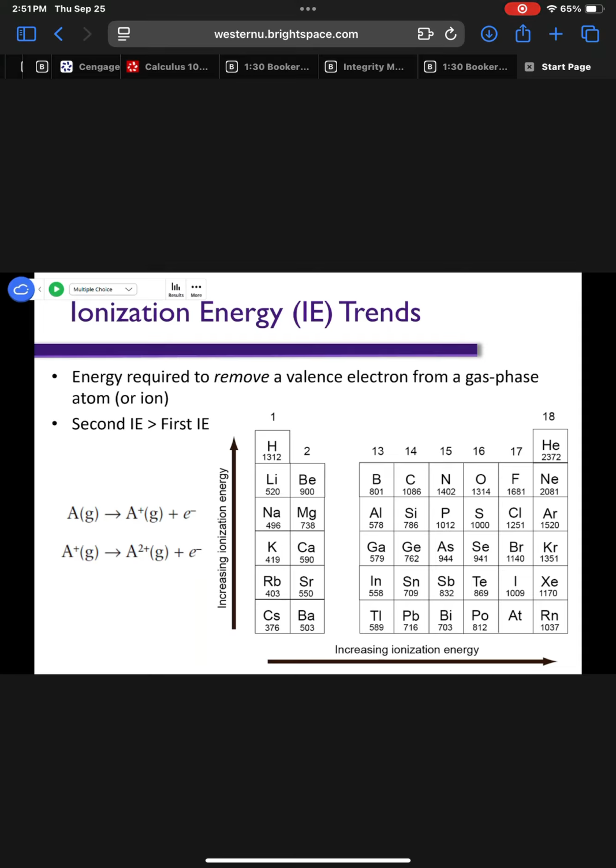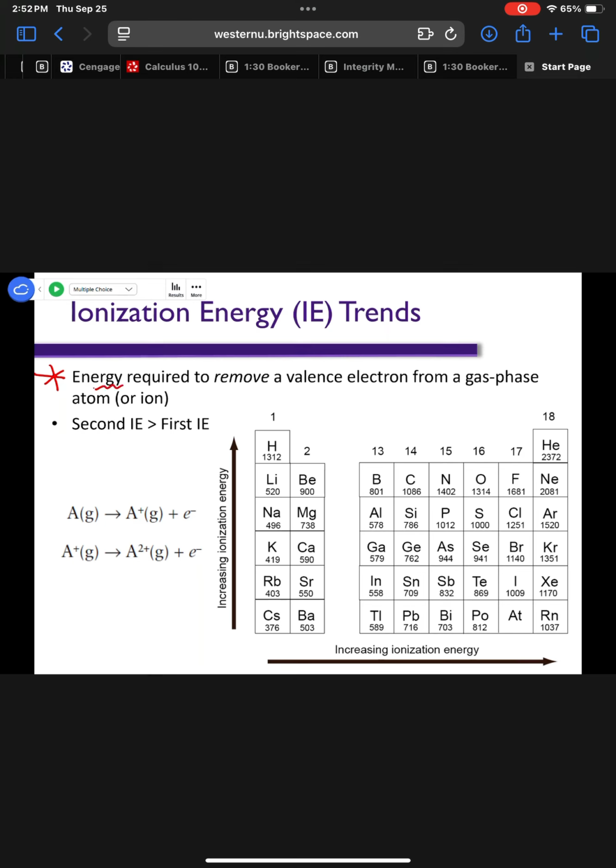Okay, the next important trend that we need to identify is ionization energy. We call this IE for short. It's very important to know the definition of this term so that you can compare it to the other definitions we're going to talk about later today and next class. So what is ionization energy?